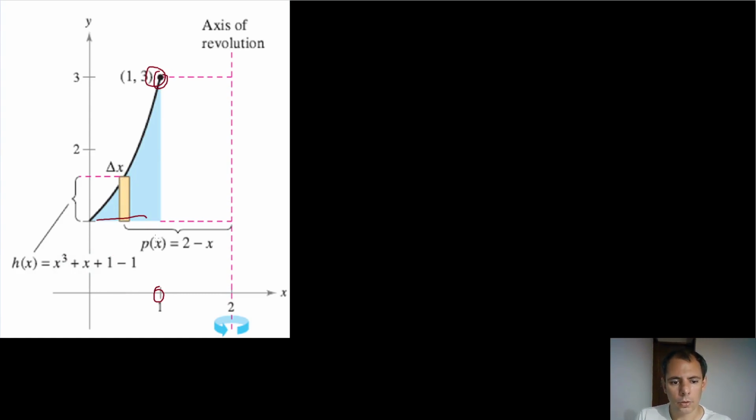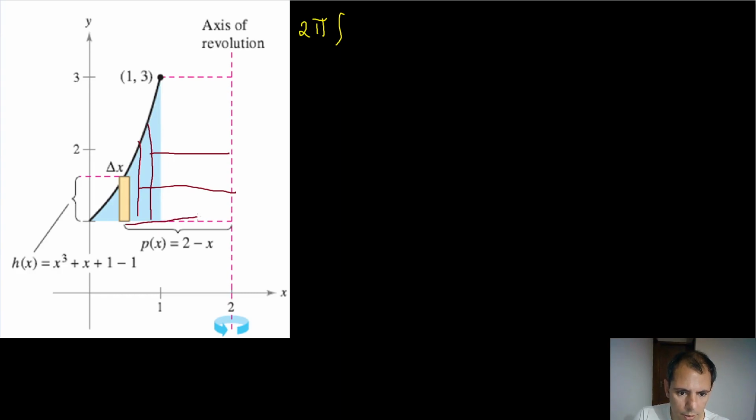So all we've got to do is use the shell method. It's going to be 2 pi times the integral of p of x, meaning the distance from the bar. For example, this bar right here, I've got to keep changing the colors, is going to be this distance. This bar right here is going to be this distance. This bar was this distance.